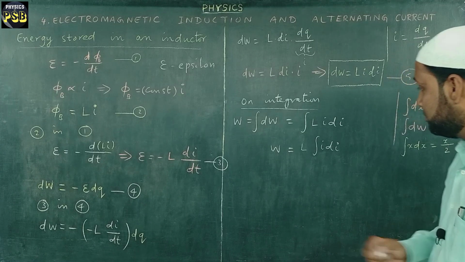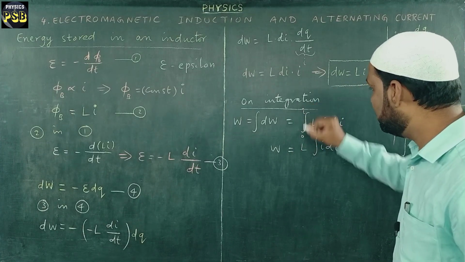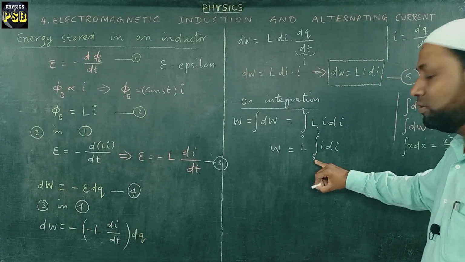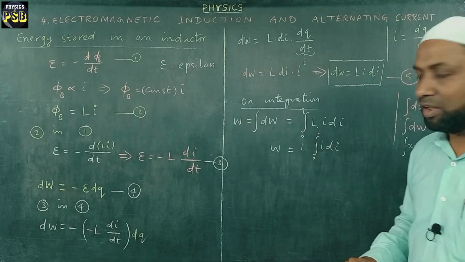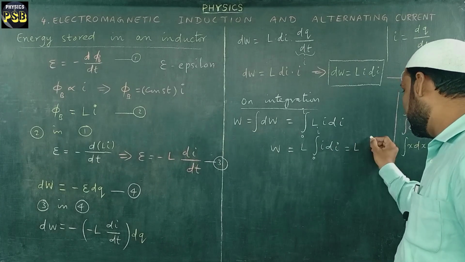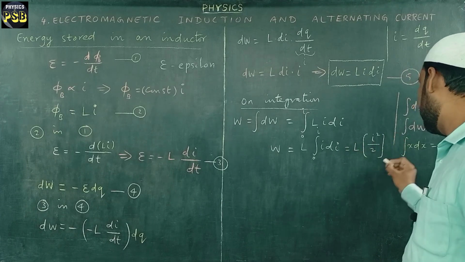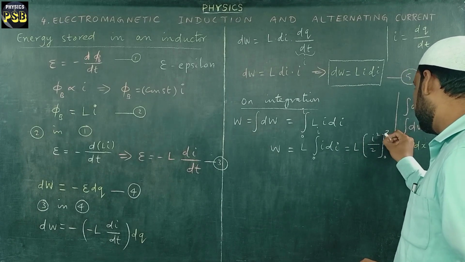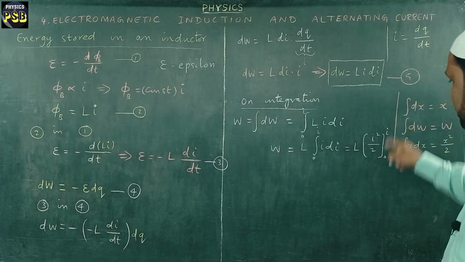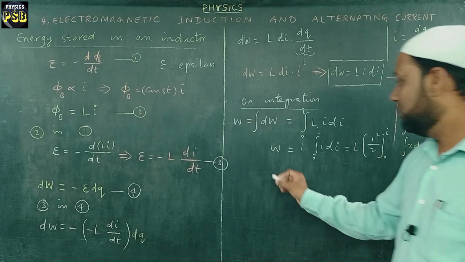Now here, I provide limits to this. Lower limit is 0 and upper limit is I. The lower value of current, and this is the maximum value of current. Okay, it's I. So what do I get here? L I square divided by 2 on the integration. Now write the values outside: lower limit and upper limit. Then in the place of I, I am going to substitute the upper limit and lower limit. If I do so, what will I get?